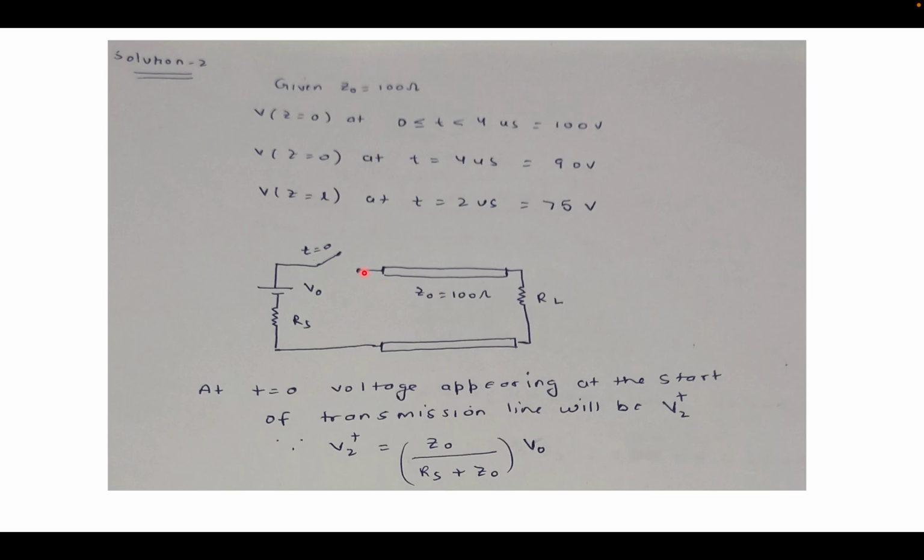Okay. So you can clearly see V2 plus can be written as Z naught upon Rs plus Z naught times V naught. This is because there is some internal resistance of the battery, so the voltage will get divided. So this V2 plus will appear at t equal to 0 at this point, right? So if I have my battery source as V naught, then V2 plus voltage will appear here.